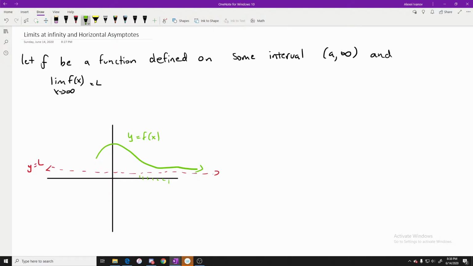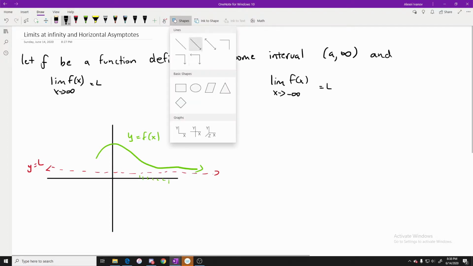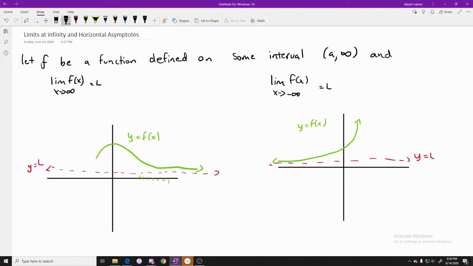Now we could flip it around and say the same thing as the limit of f of x as x approaches negative infinity equals L. This would look something like this. So in this case, with this new constraint, the function might look something like this. Now we could say that as we take x values that are getting smaller and smaller, the y value of this function is slowly approaching this line of y equals L.